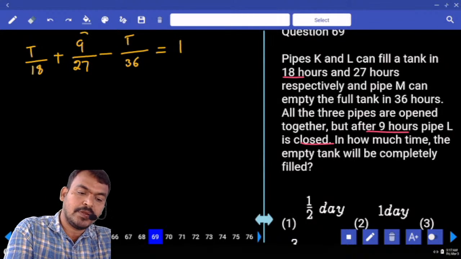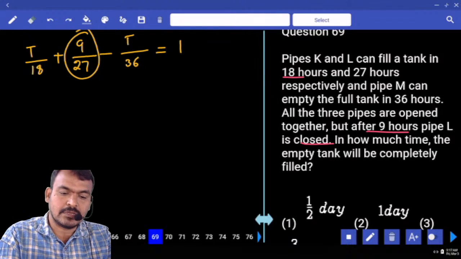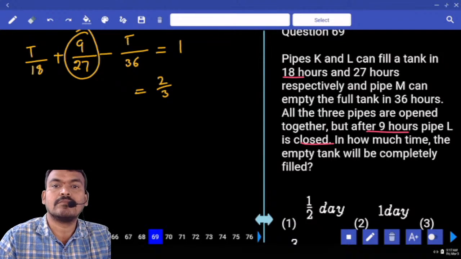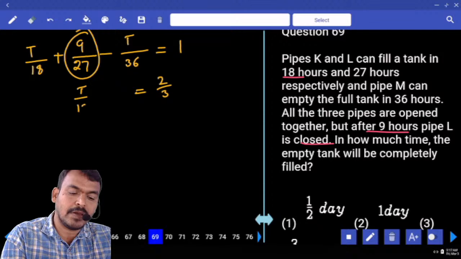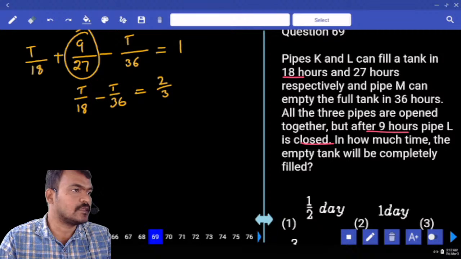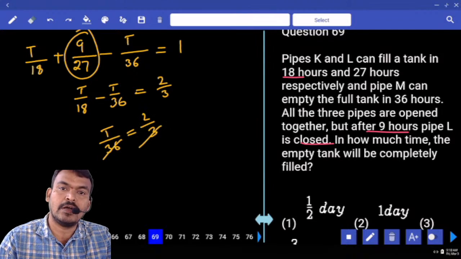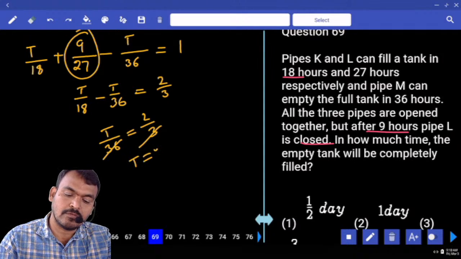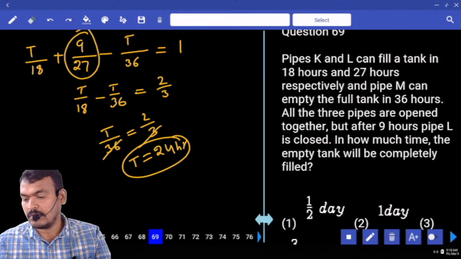And here 9 by 27 means 1 by 3, plus t by 18 minus t by 36, equals 1. Then on the right hand side we are getting 2 by 3. So t by 18 minus t by 36 equals 2 by 3. What is the LCM? 36. 18 how many times? 2 times. 2t minus t, t by 36 equals 2 by 3. 3 how many times? 12. 12 2s are 24. t equals 24 hours. 24 hours means 1 day.